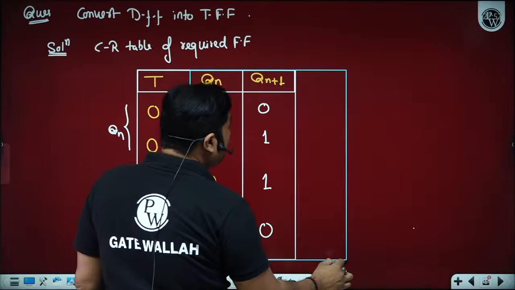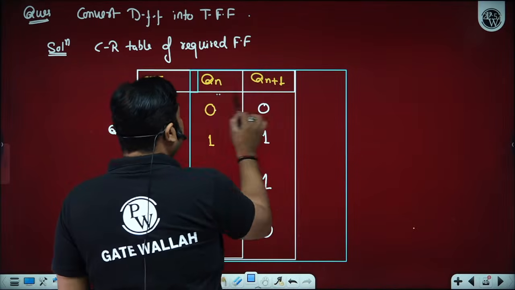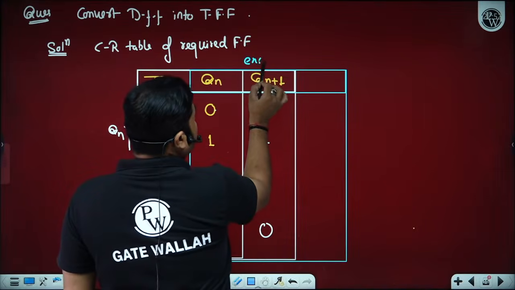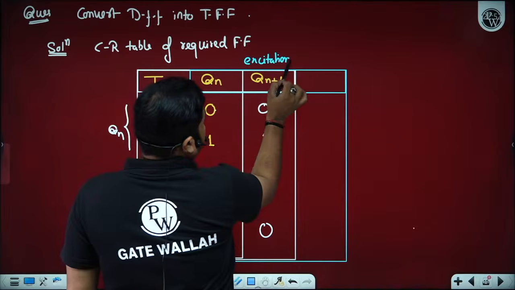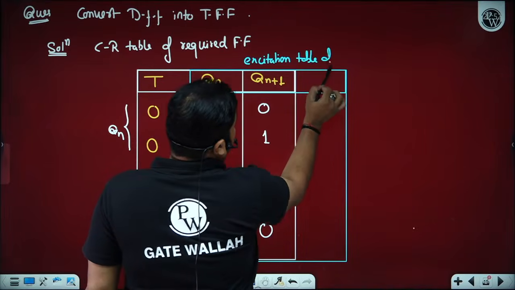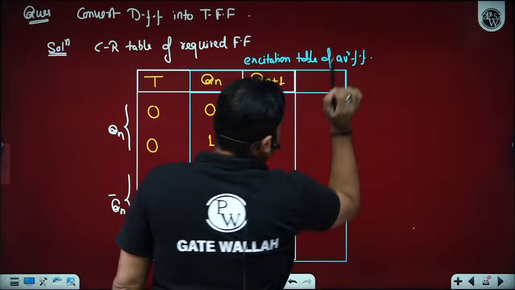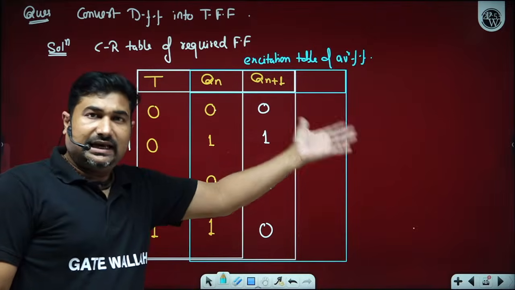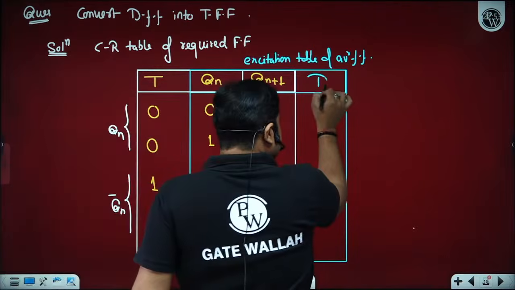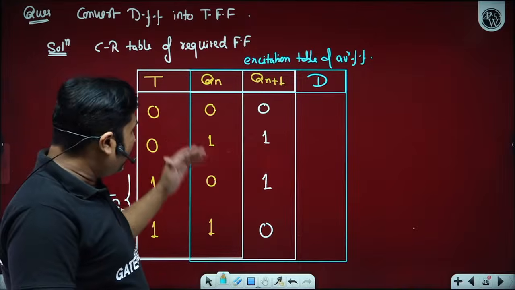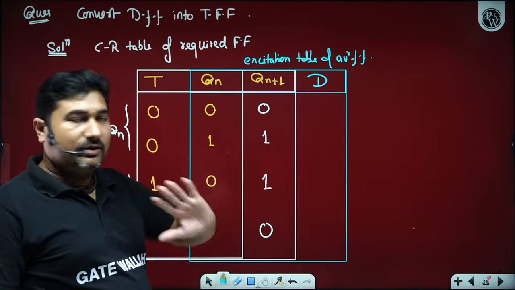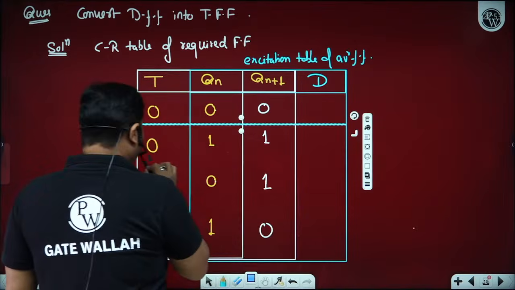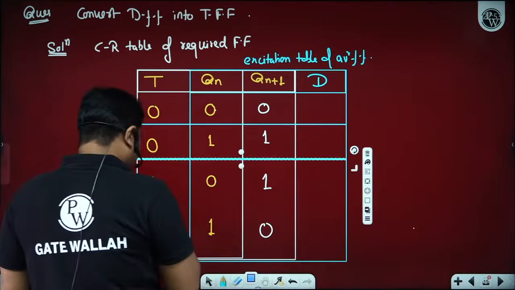Now, next step is to construct the excitation table of the available flip-flop. The available flip-flop is D. We have to convert D to T. So required is T, available is D. We need to write the excitation table of the available flip-flop from the characteristic table of the required flip-flop.